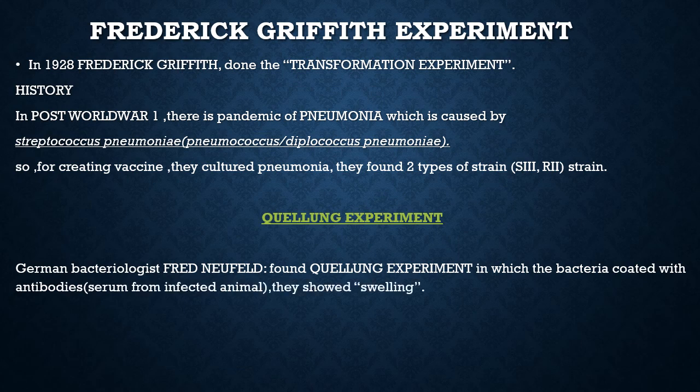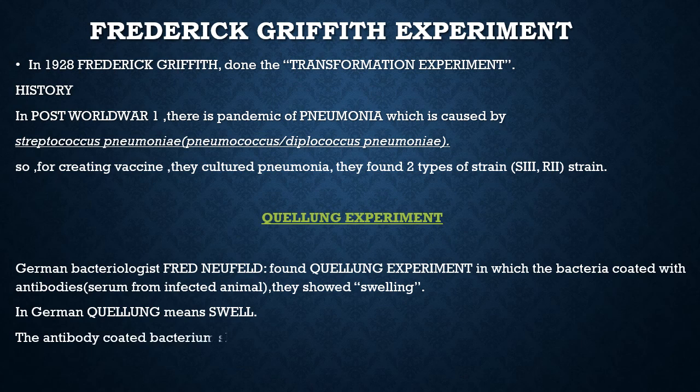Where do the antibodies come from? When Streptococcus pneumoniae is infected into a mouse, it produces antibodies. So the serum of such an infected mouse is taken, and those antibodies are again reacted with the Streptococcus pneumoniae. They showed swelling. In German, Quellung means to swell. The antibody-coated bacterium showed swelling and is easily viewed under the microscope.